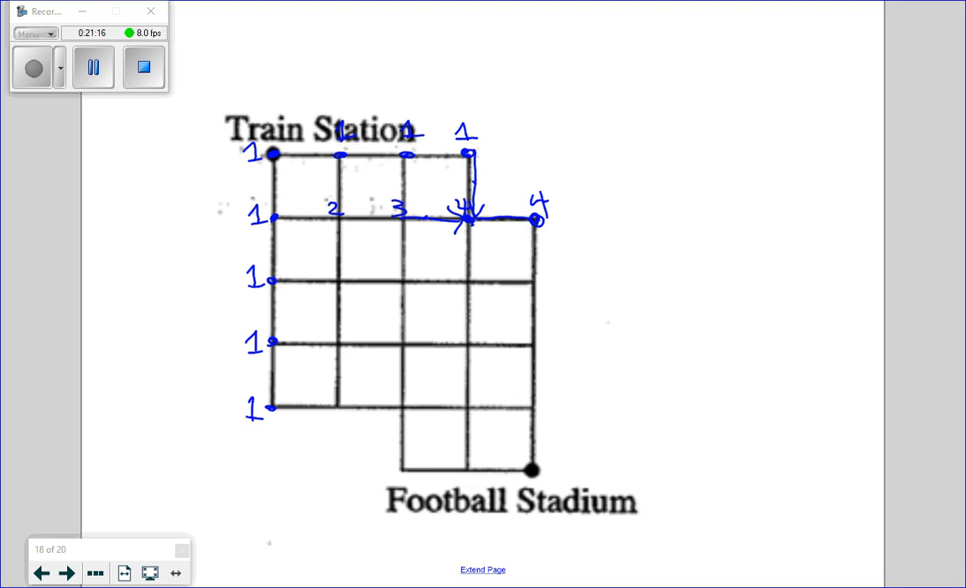Now you keep going. 1 plus 2 is 3. 3 plus 3 is 6. By the way, 3 and 3 is 6, not 9. It's the number one mistake that I see. Okay. 6 and 4 is 10. 10 and 4 is 14. Keep going. 1 and 3, 10, 20, 34, 5, 15, 35, 69. Okay.